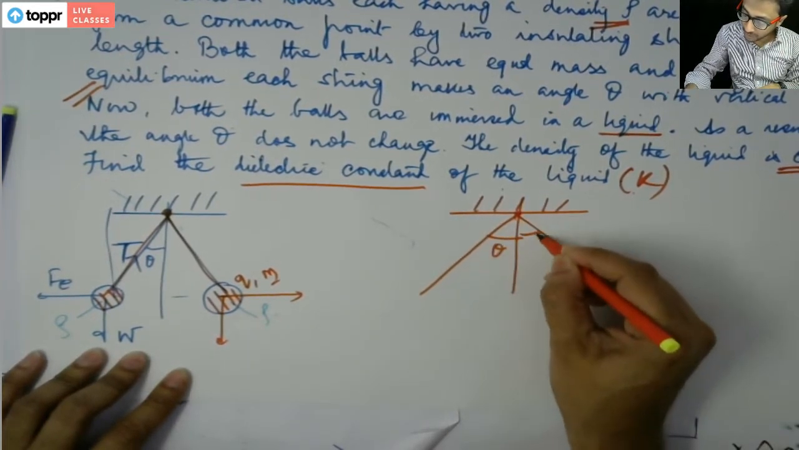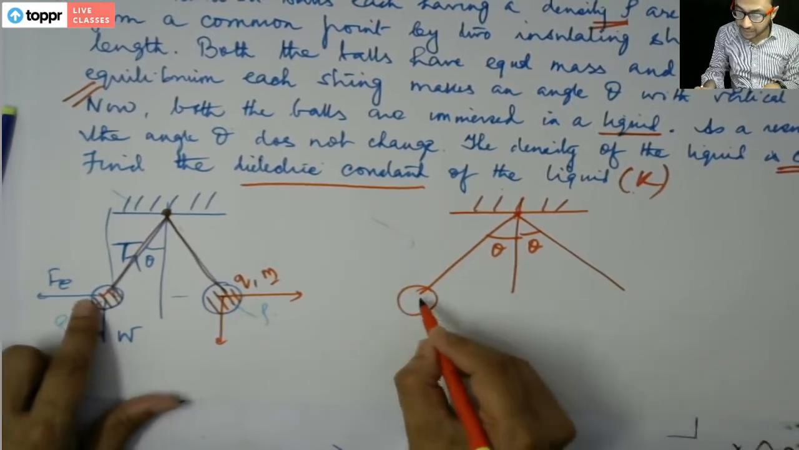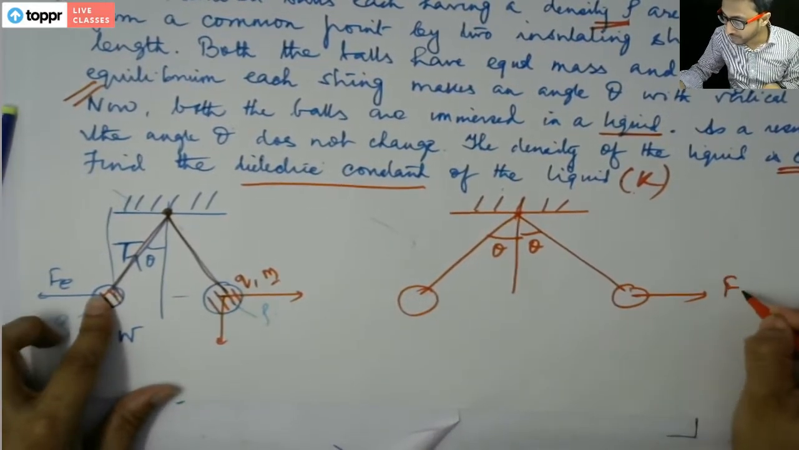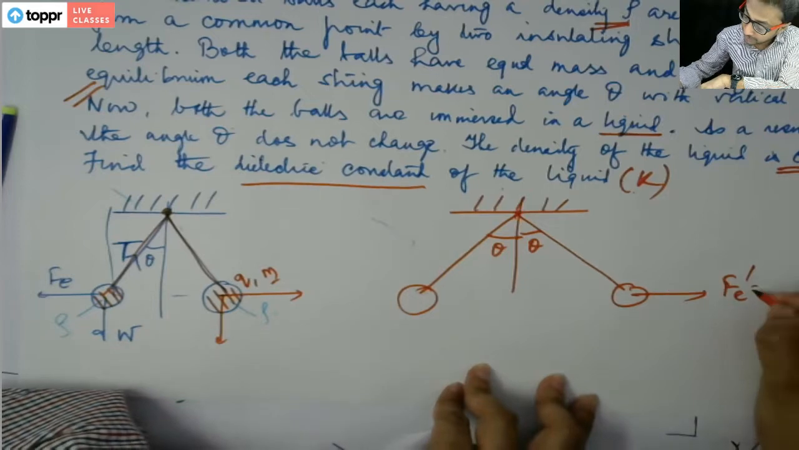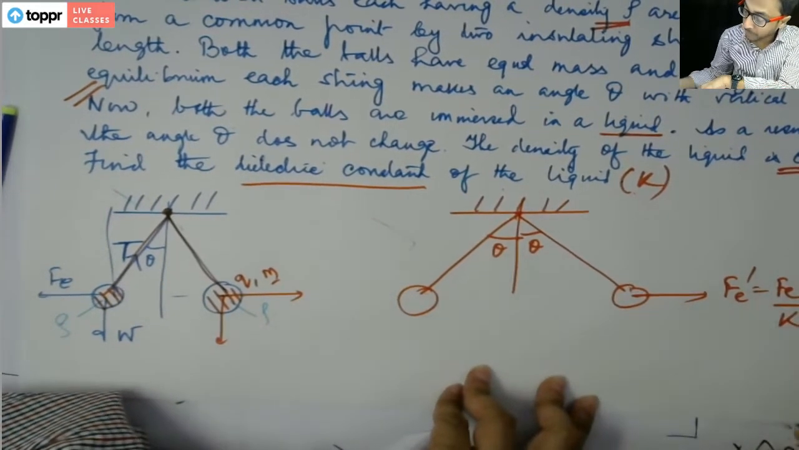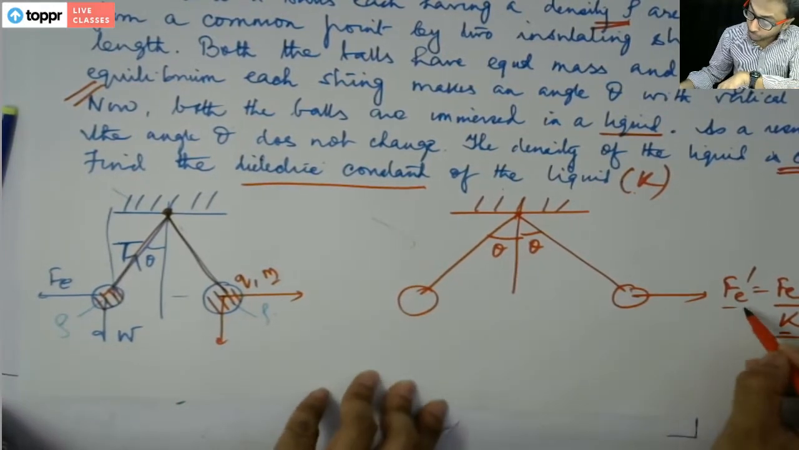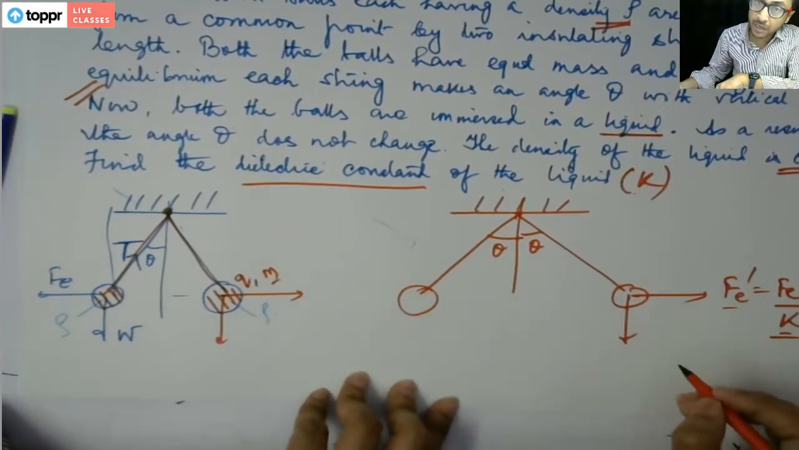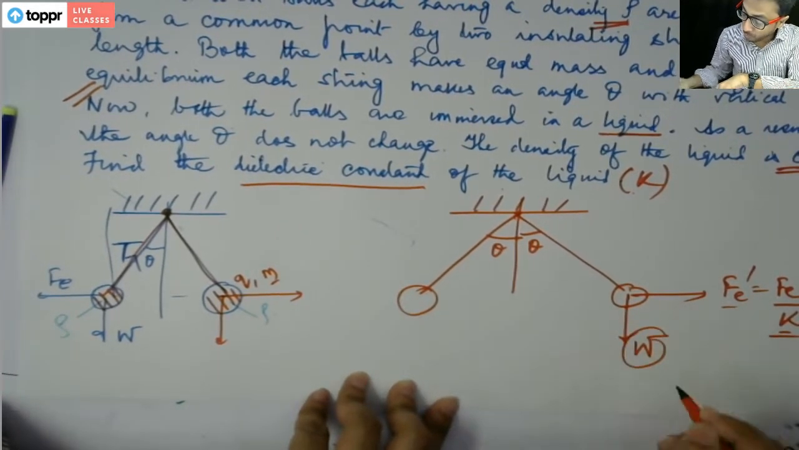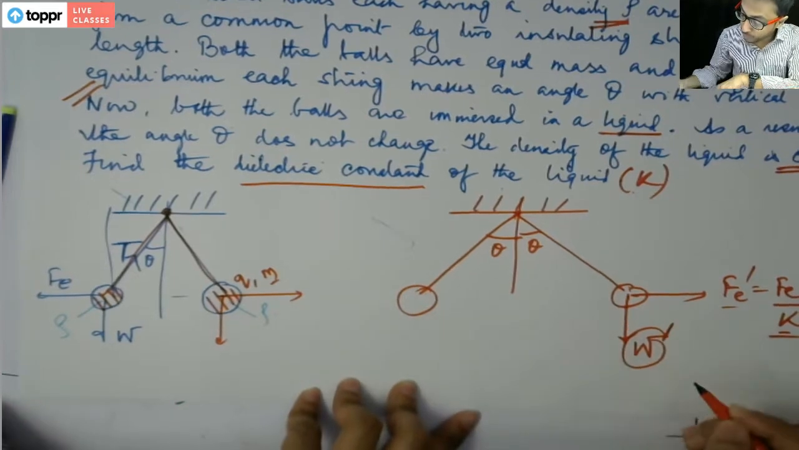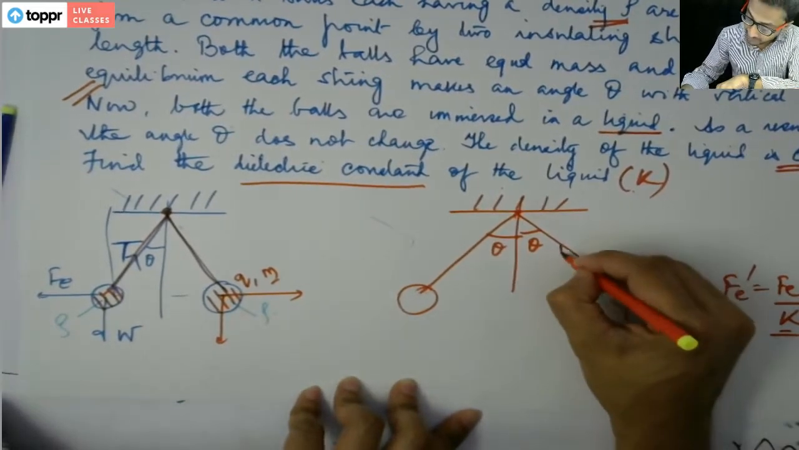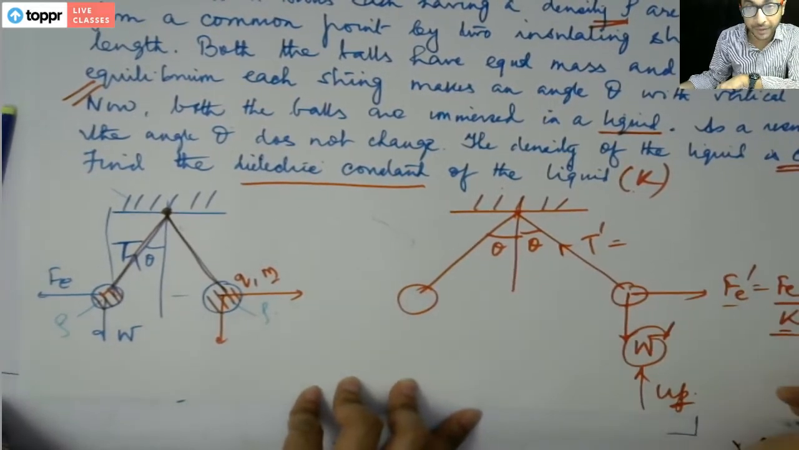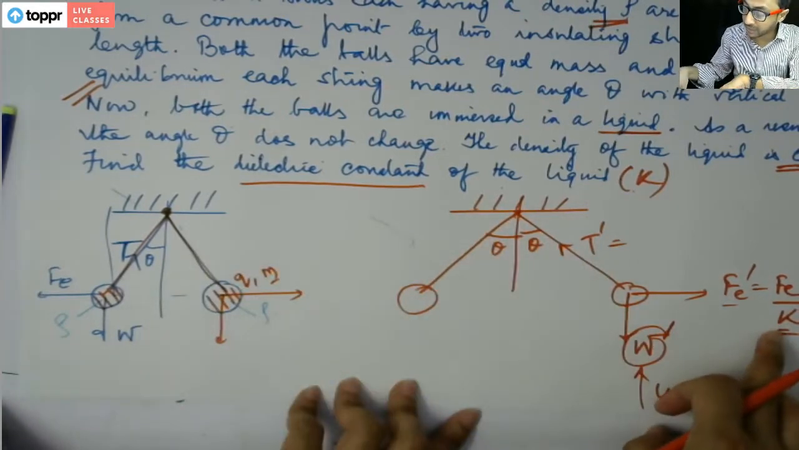Theta is not changing. Why? Because the force of repulsion, say it is Fe dash, because of this dielectric constant is reduced by this constant K, so Fe by K. Also see what happened to the weight. The weight of the body is also reduced because the liquid is having some upthrust. And definitely the tension T dash will also modify.